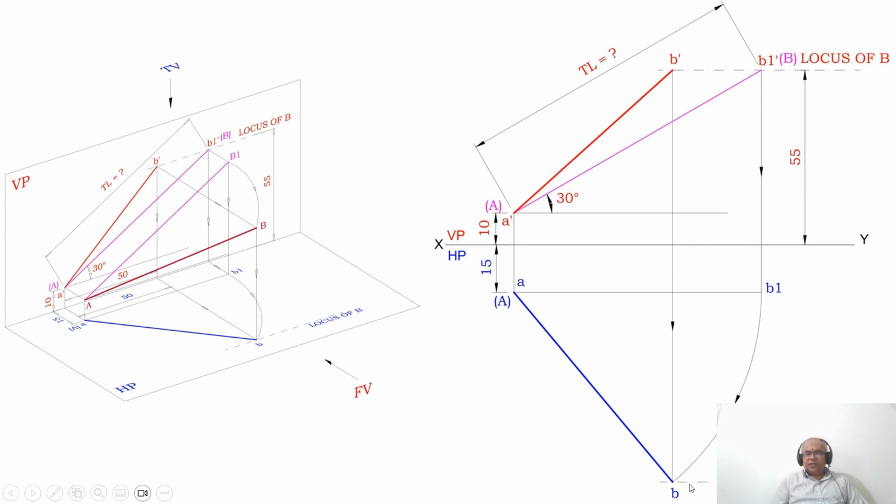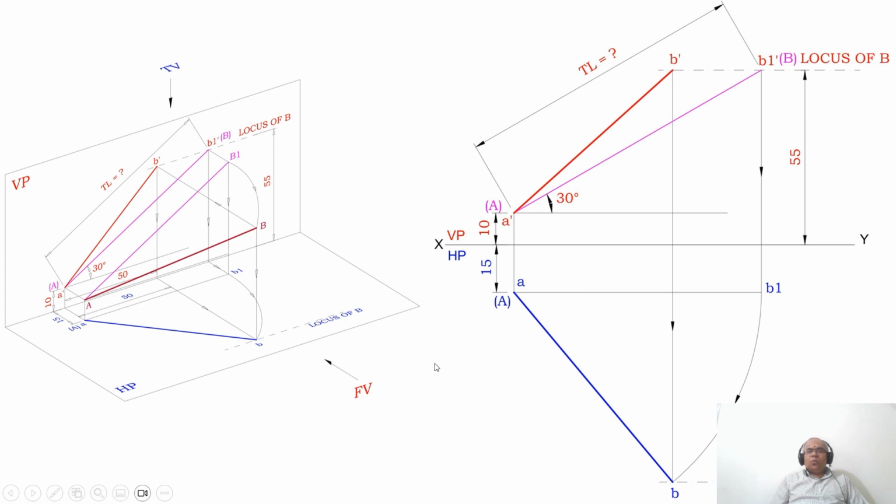Then draw a horizontal dash-dot line in the top view also. Now we have got the locus of B in the top view. Join A and B with a dark line. So this is how you will be able to get the top view for this, using the projector between B dash and B.